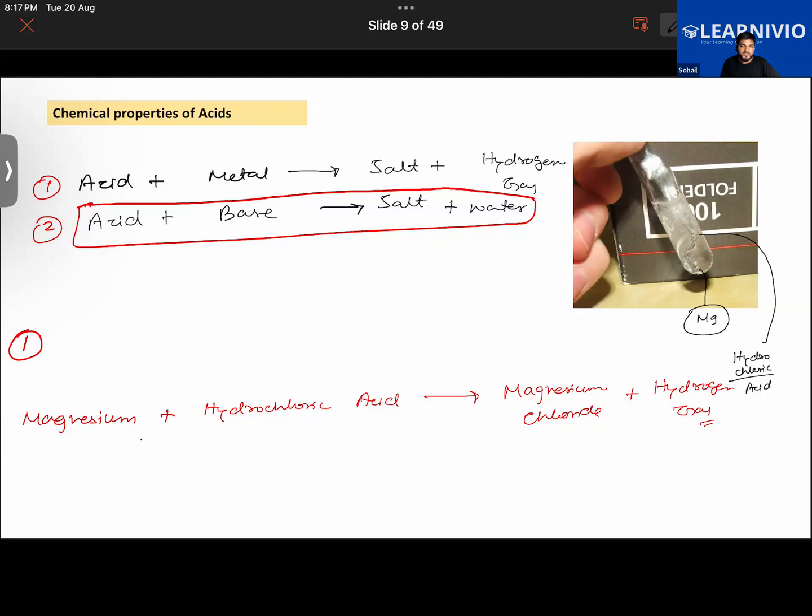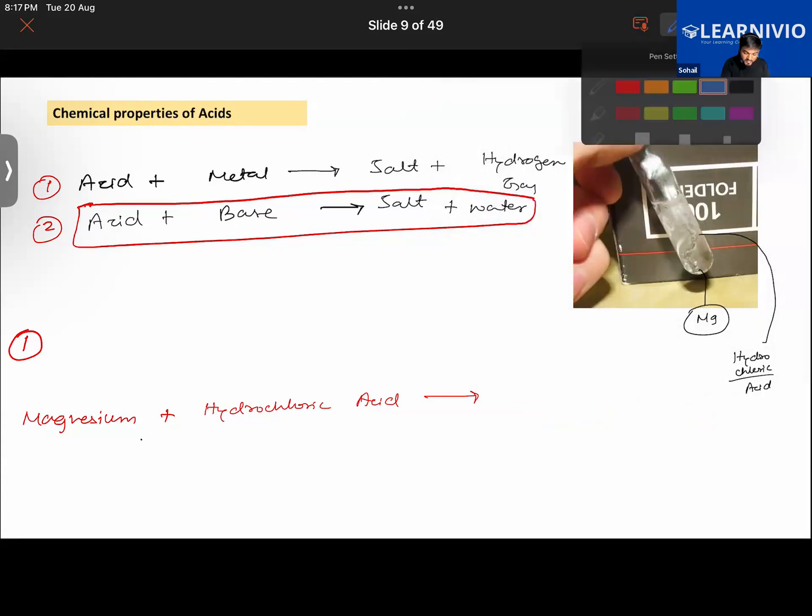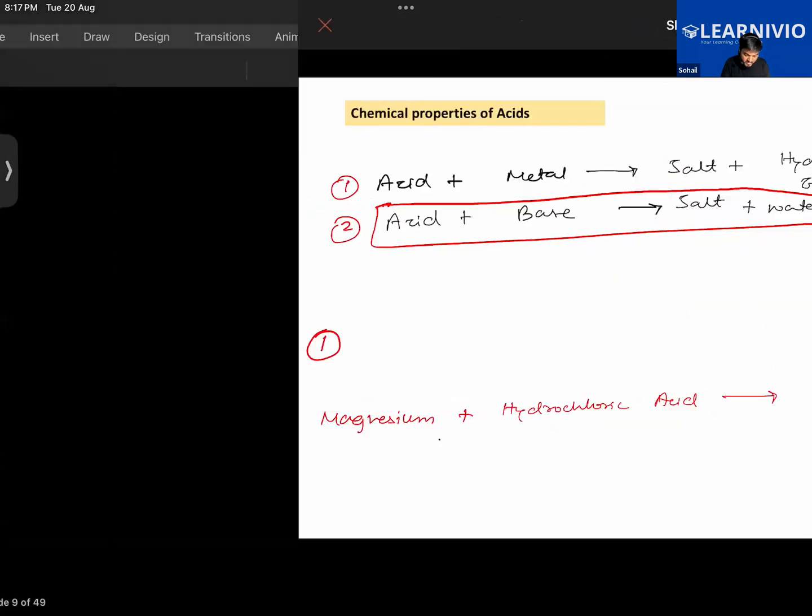By the way, talking about some other important properties, particularly chemical properties. Acids can conduct electricity also. They can conduct electricity, so they are good conductors of electricity. Getting it, guys? What is the good conductor of electricity? Acids are good conductors of electricity.